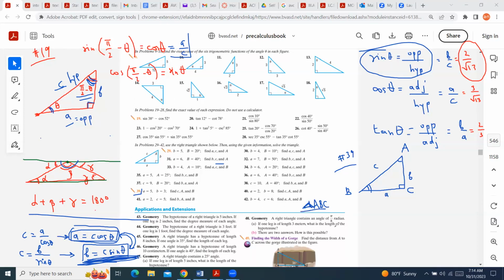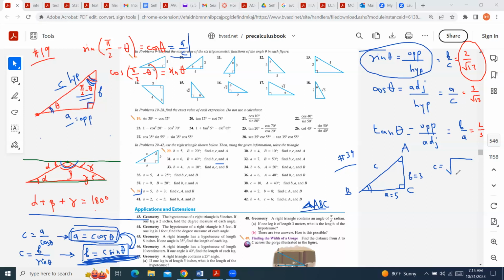Sometimes they refer to it like that in geometry. But anyways, let's try to see what's going on with 39. They gave us A equal to 5. So the point is always put it on the picture. Then everything will be in front of you and very clear. So I can find C right away.